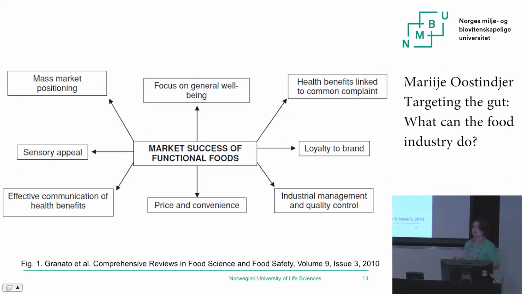Loyalty to brand. Consumers will usually just pick the brand that they always pick. So if you are from the competing brand, you have to deal with that as well. And one of the most important things, or two of the most important things, are, of course, the price of the product. So if you make your functional food product twice as expensive, no one's going to buy it. And in addition to that, of course, it needs to be tasty, because consumers ultimately want a product that's affordable and tasty.